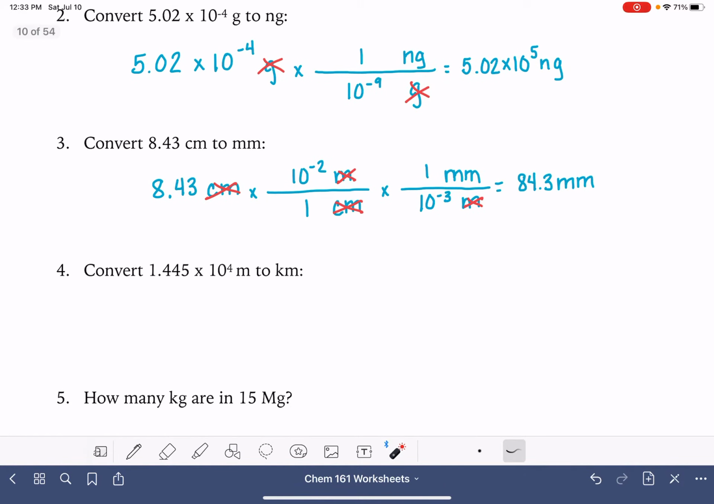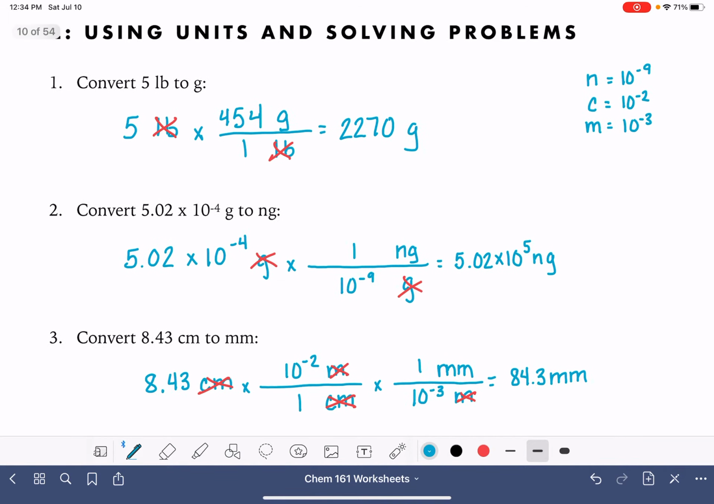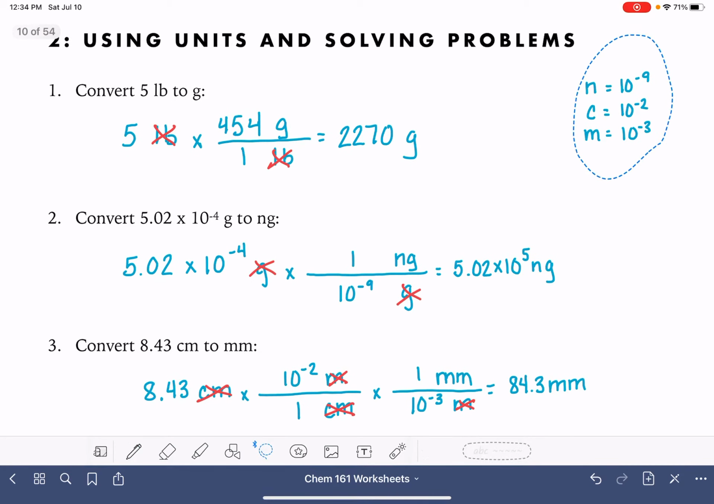Here's another one where we're going from a non-prefixed unit to a prefixed unit. Start by writing the number that's given to us, 1.445 times 10 to the 4th meters. We want to multiply by a conversion factor that has meters on the bottom and kilo on the top. Let's go get all of these conversion factors.